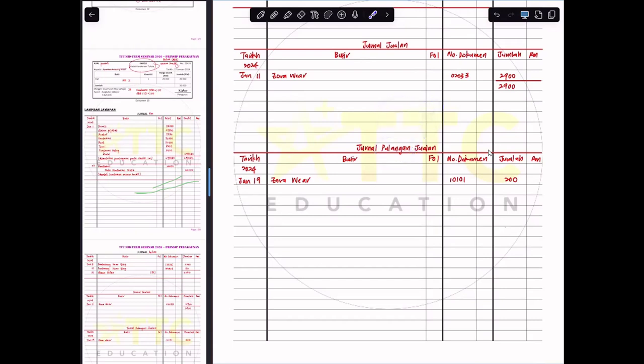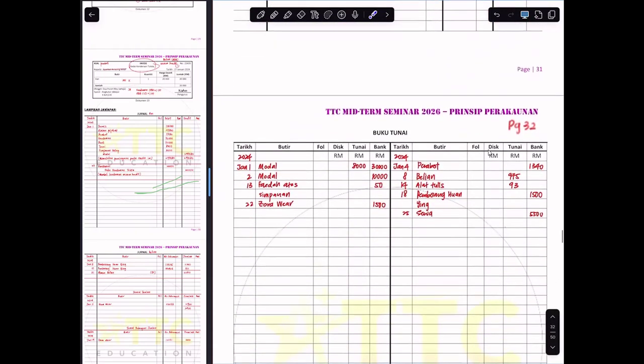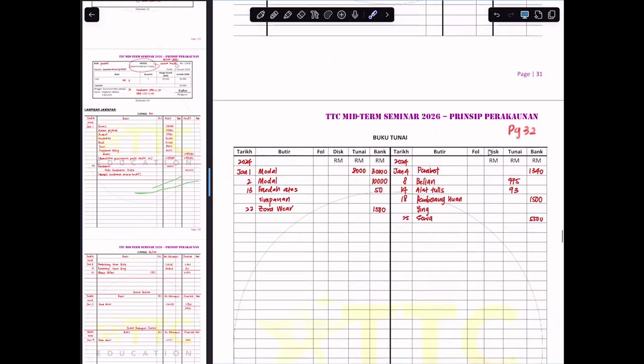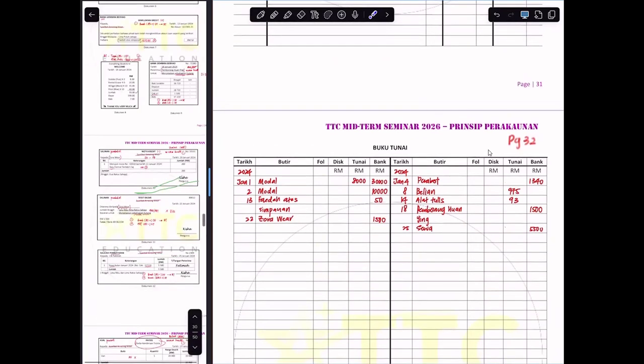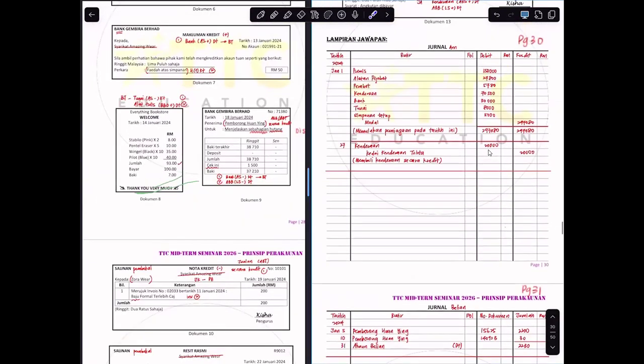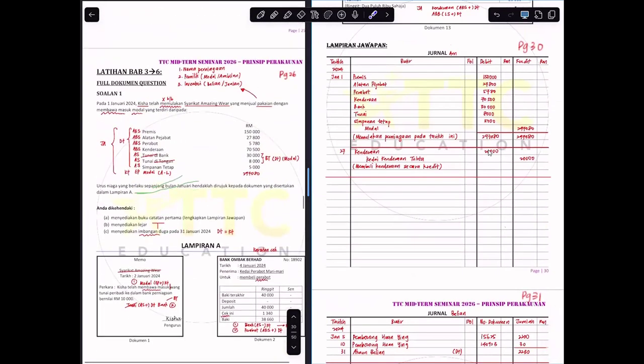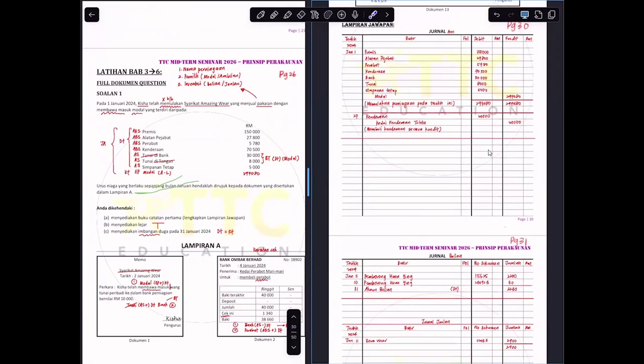Okay, so these 3, I leave them as homework. Figure it out on your own to practice. For buku tunai, we don't have the time to close it. It's okay. We learned it in the class already, and we will continue the lesson in the class. Okay, so that's all for today. If anyone wants to take a picture, you can take a picture of the answer now. Okay, we can take pictures now.